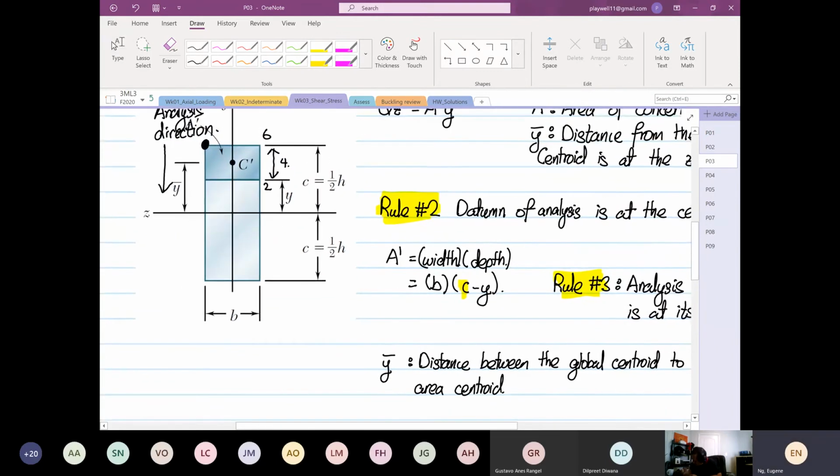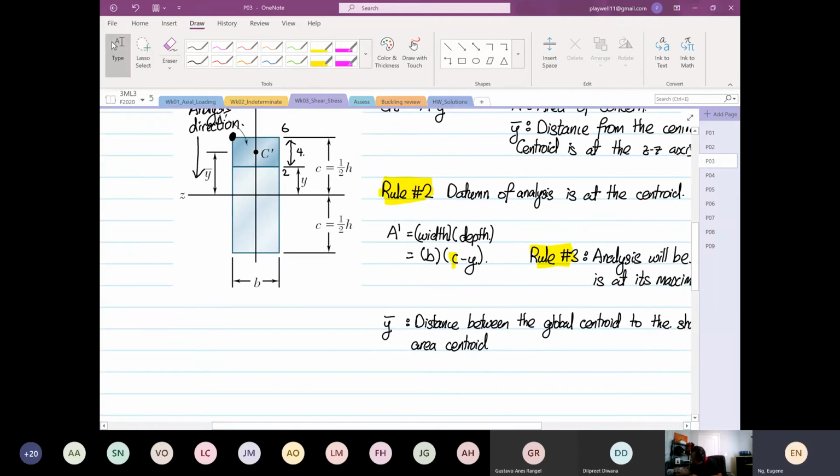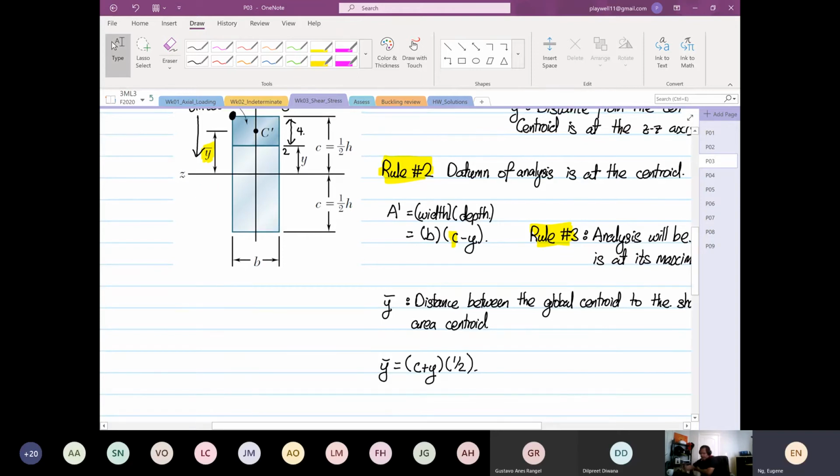So now we want to determine what this Y bar value is. Okay, so this Y bar value is equal to C plus Y multiplied by half. Why is it C plus Y multiplied by half?